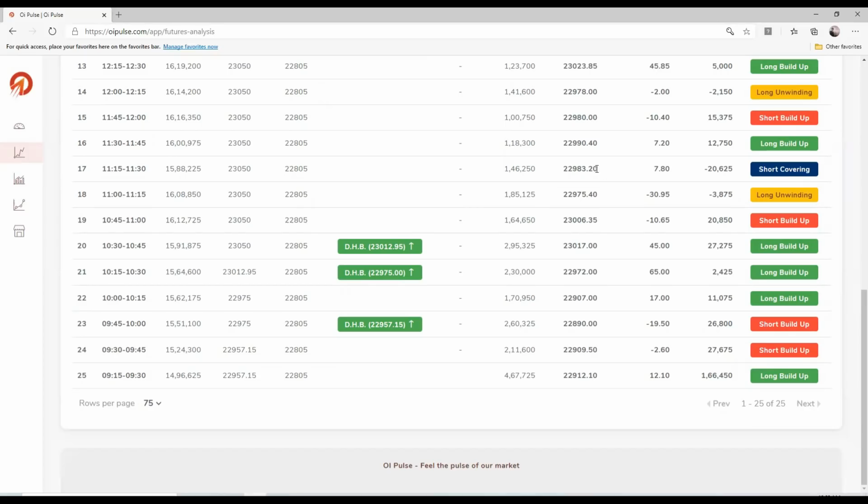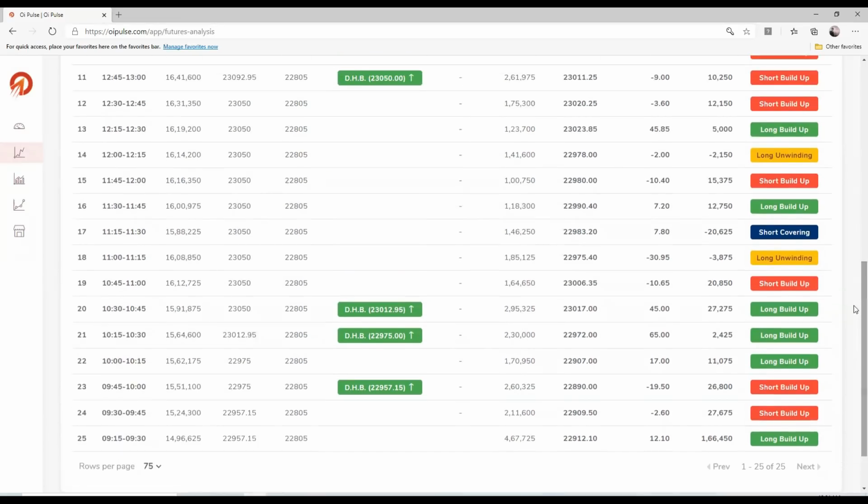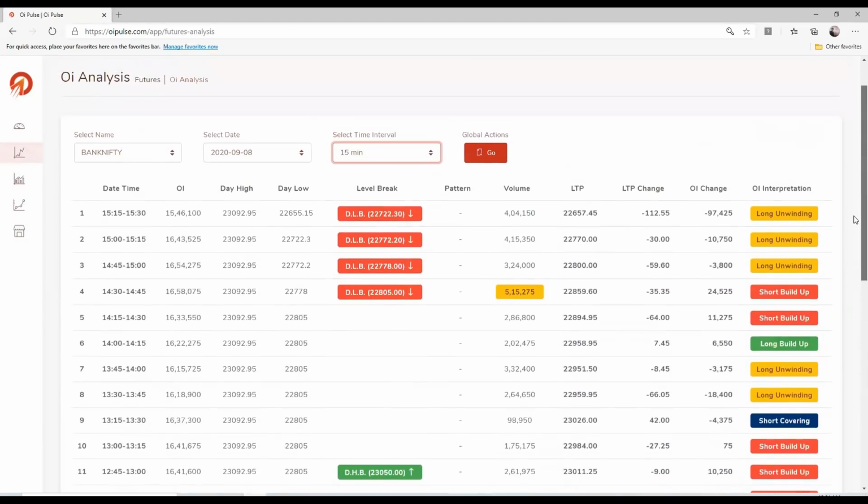I feel someone would have shorted it at 22,900, and if he sees the price going to 22,983, which is almost an 80-point loss for him, then he will naturally cover his position, and that is how we need to consider short covering. And then the last one is long unwinding: when they bought it at somewhere around 22,912 and now it is trading at 22,978, he is happy with the 50 or 60 rupee profit and is exiting their position.